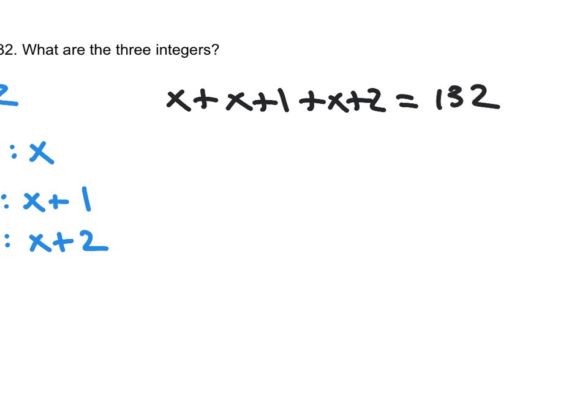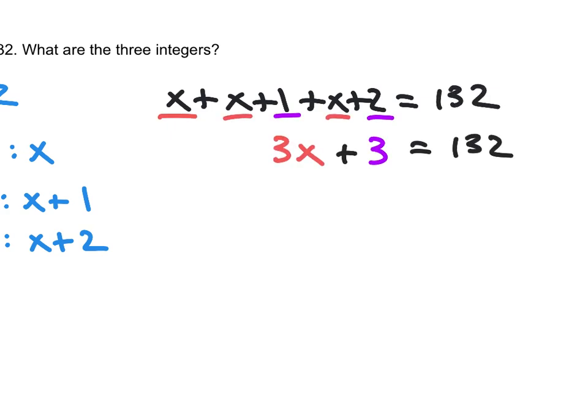And what I can now do is I can solve this. And I can combine my like terms. If I have x plus x plus x, those 3x terms, that's going to give me 3x. If I combine my like terms for the other values, in this case the 1 and the 2, then that's going to give me plus 3, and then that's equal to 132. Now I have a two-step equation that I can solve.